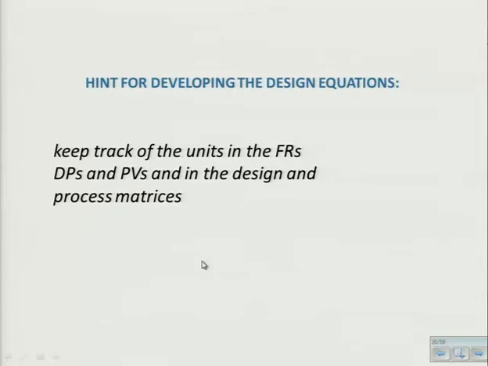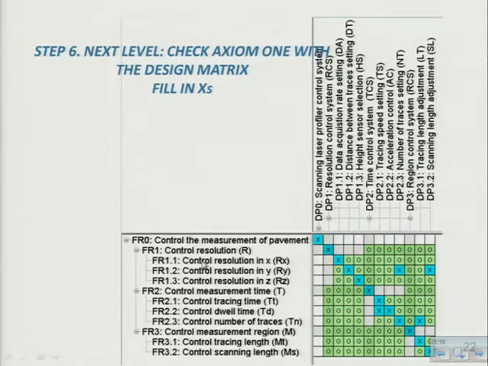Keep track of the units and the FRs. So the units need to work out. FRs, DPs, and PVs in the design and process matrix. So that's a check. If the units don't work out, the equation doesn't work out. It's a necessary but not sufficient condition.